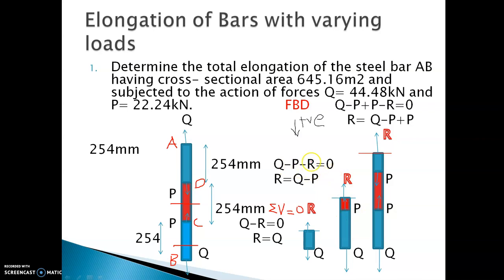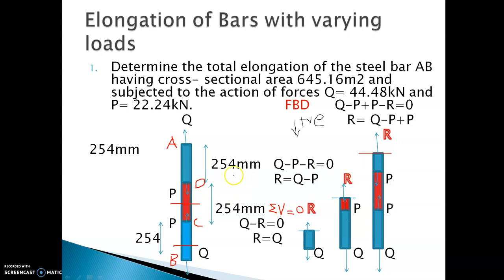So I will get the resultant reactive force R when you take it to the right side. R is equal to Q minus P. That is, the resultant reactive force R is equal to Q minus P. And here you have assumed R acting upwards and you have got it as positive. So what we have assumed is correct, and this middle portion of the bar is subjected to tension. So there will be elongation in this middle portion DC also.